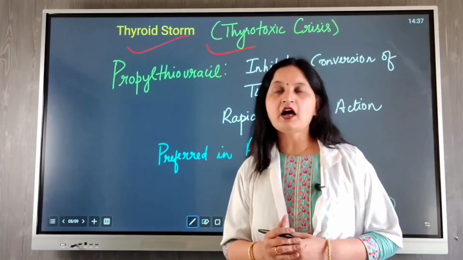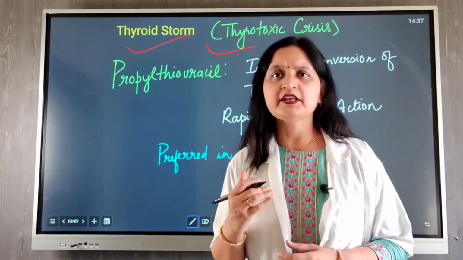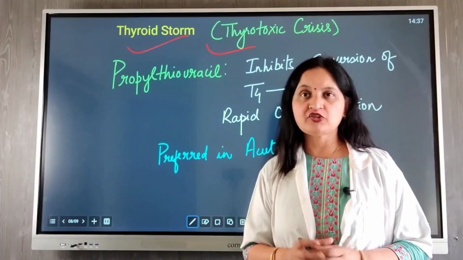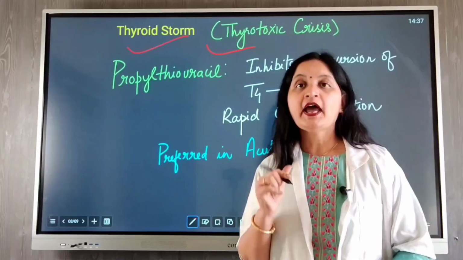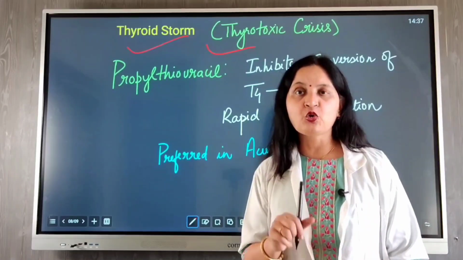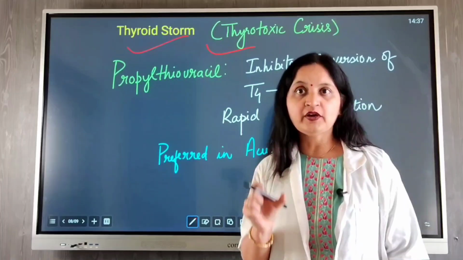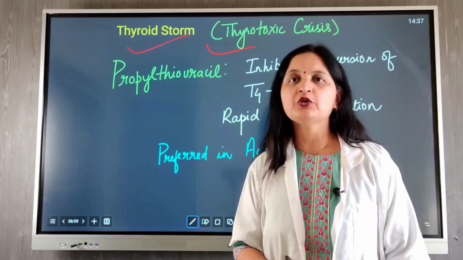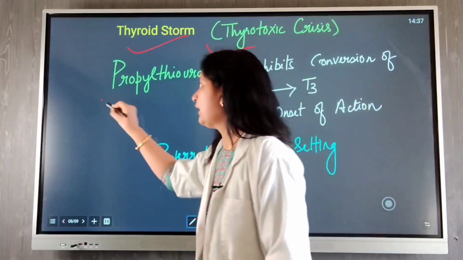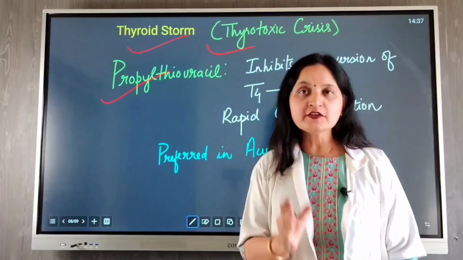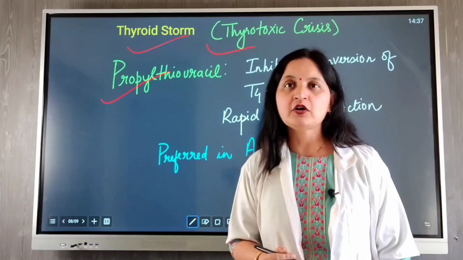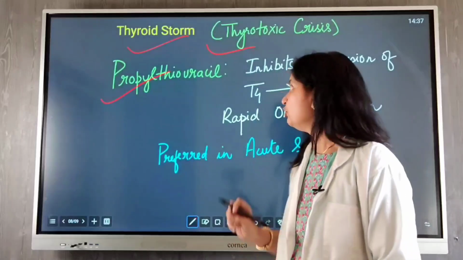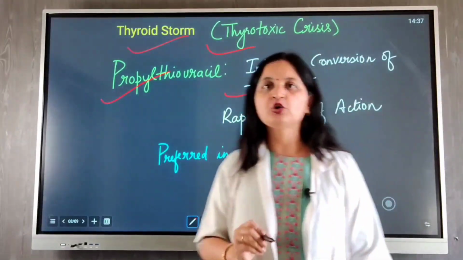It is characterized by cardiovascular signs and symptoms such as hypertension, tachycardia, arrhythmias, and also CNS manifestations such as agitation, delirium, confusion, and if left untreated can lead to coma and death. So this is a life-threatening condition which needs to be treated, and the drug of choice for the management of thyrotoxic crisis is propylthiouracil because of its rapid onset of action compared to methimazole or carbimazole, and also because of its additional property to inhibit the conversion of T4 to T3.